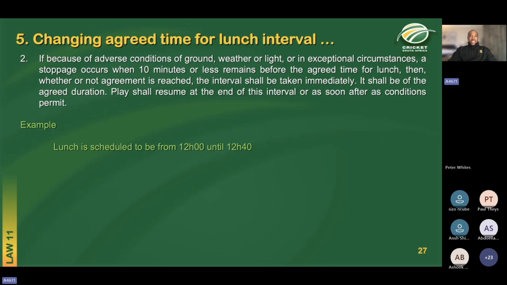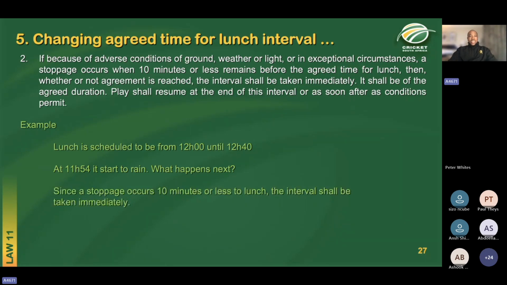Let's look at another example to illustrate this point. Lunch is still scheduled from 12 to 12:40, but at 11:54 it starts to rain. What do we do now? Law tells us that since it is a stoppage that has occurred 10 minutes or less before the scheduled lunch break, no agreement needs to be had. The interval shall be taken immediately. It shall be of the agreed 40-minute duration. Therefore, it will run from 11:54 until 12:34.